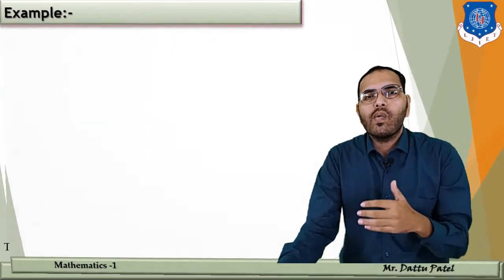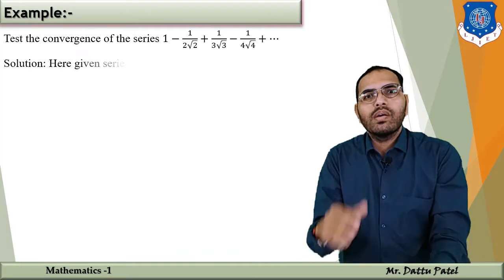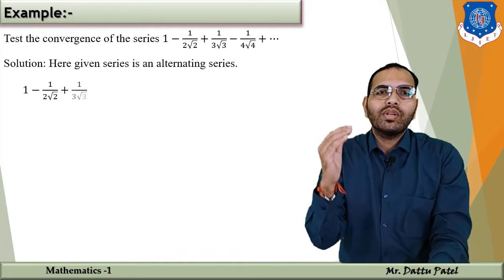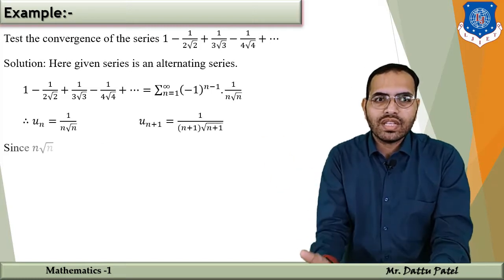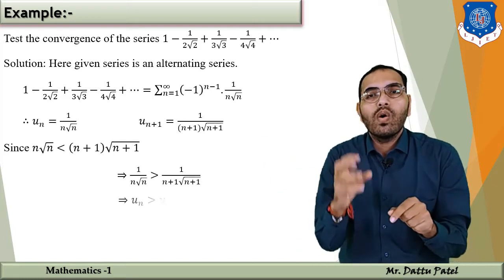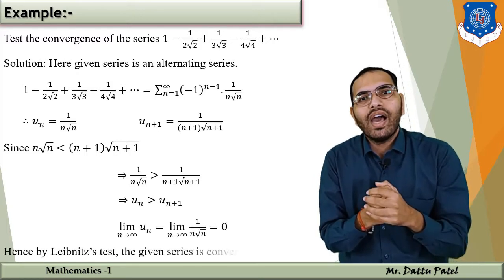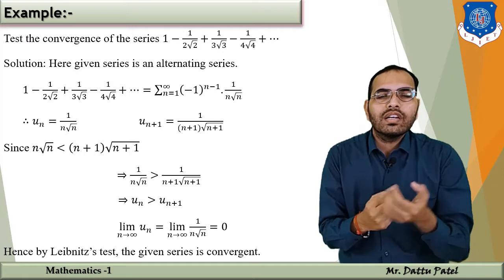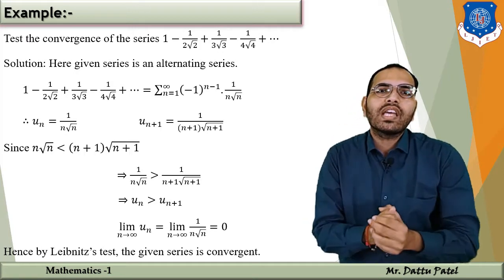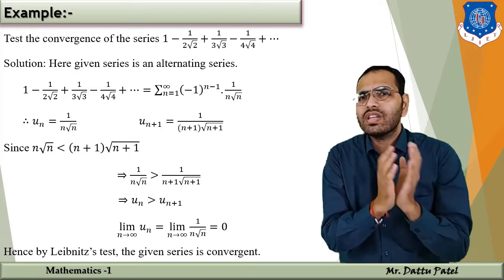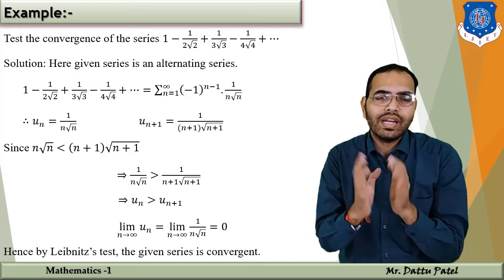Now let's see one more example. Test the convergence of the series 1 minus 1 upon 2 root 2 plus 1 upon 3 root 3 minus 1 upon 4 root 4 and so on. In this type of series, we do not have the nth term given. So firstly we have to find the nth term. Here the first term is positive, the second term negative, the third term positive, so we can say that the given series is alternating. If our series is alternating, then we have to apply one and only the Leibnitz test.